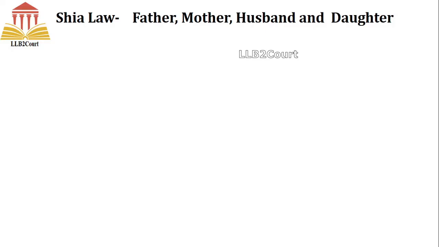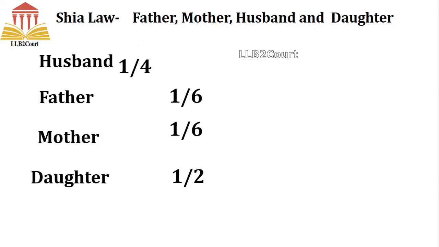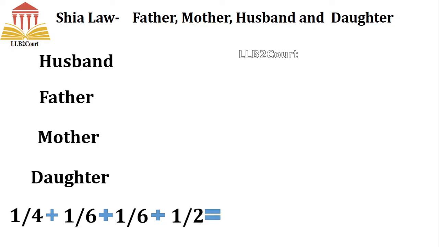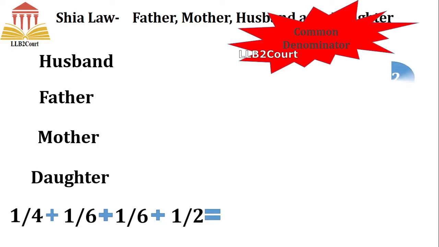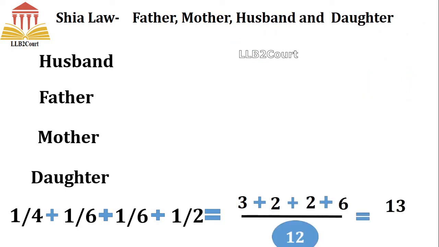So we will see the same illustration which we have seen previously, but how it differs in Shia law. So the husband's share is 1 by 4, father and mother 1 by 6 each, and daughter's share is 1 by 2. So if you sum it up and reduce it to the common denominator, the common denominator will be 12, and if you sum it up, it will be the same 13 by 12. Till this step, we have seen this previously, it is the same.